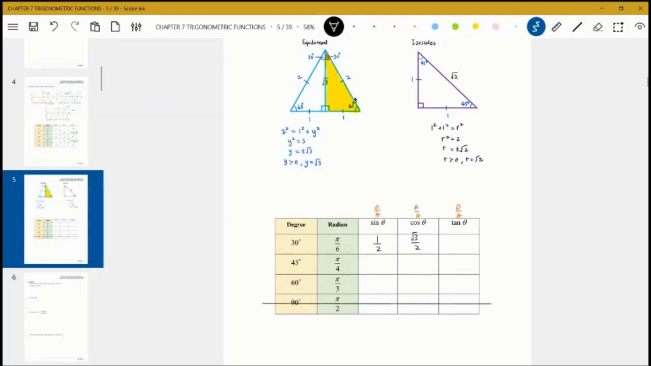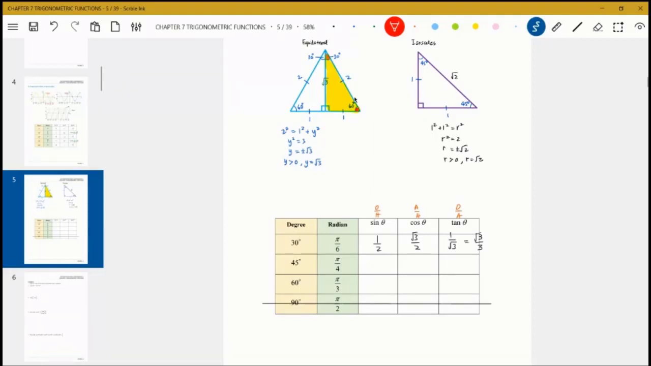And then for the tangent, opposite over adjacent, so will be 1 over square root 3. So yang ini kita akan rationalize, dia akan jadi seperti square root 3 over 3. Sebab bahagian bawah tak boleh ada square root. Okay, itu adalah 30 degree. If we go through for the 60 degree, it's here.